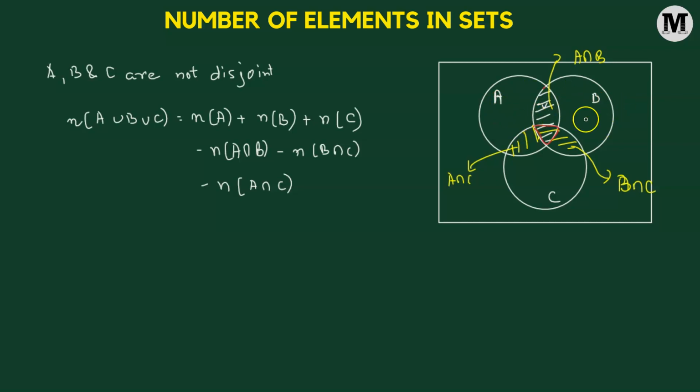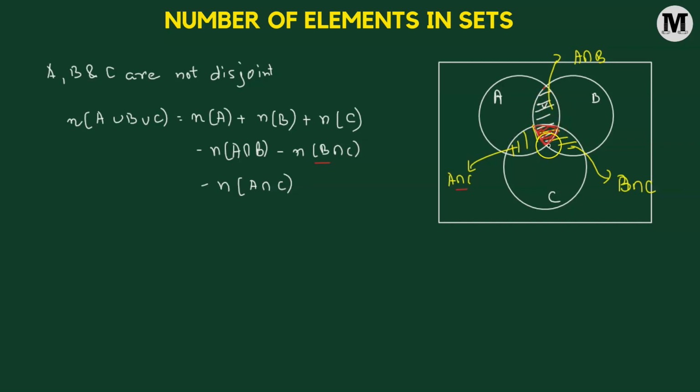So when we removed A intersection B, this particular region got removed once. Then when we took B union C, we have the intersecting region B intersection C, but we subtracted B intersection C. That also removed this particular region once more. So that means 2 times it got removed. And finally, when we removed A intersection C, this particular region also got removed once. So that means it got removed 3 times. Although it was counted 3 times, it got again removed 3 times.